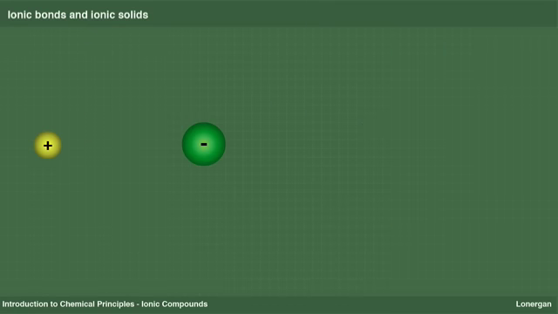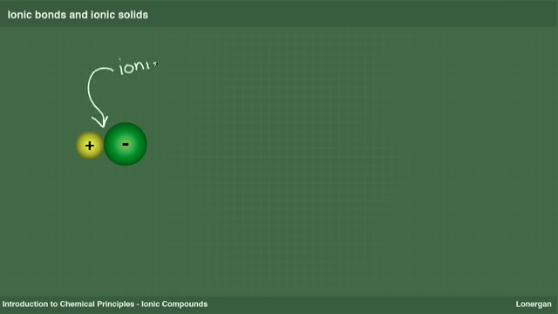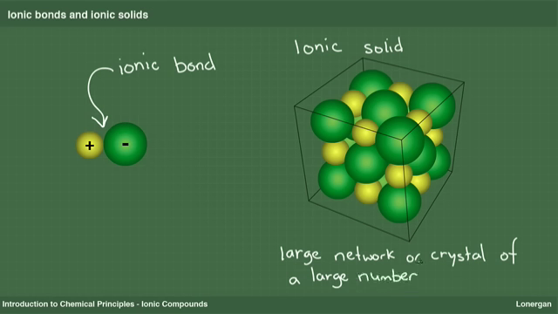Positively and negatively charged particles are strongly attracted to one another. The attraction between anions and cations leads to the formation of an ionic bond that holds ionic compounds together. Most ionic compounds are solids at room temperature. In these solids, a large number of cations and anions are held together by ionic bonds to form a very large network or crystal. The structure shown here only represents a piece of an ionic solid. In reality, the structure would extend in all directions.